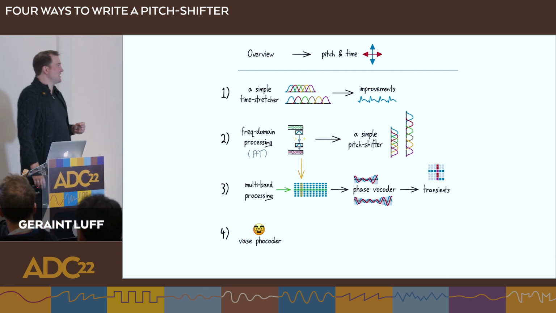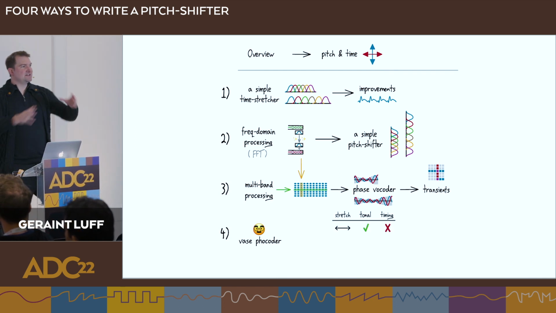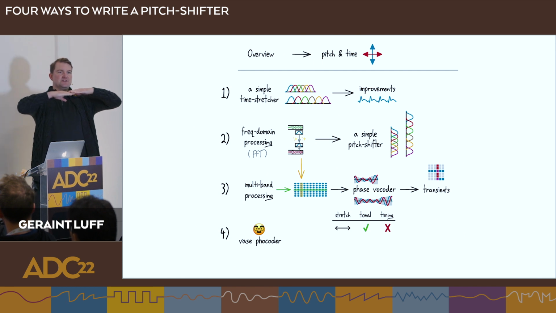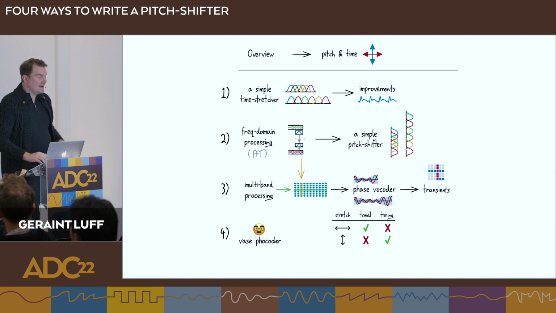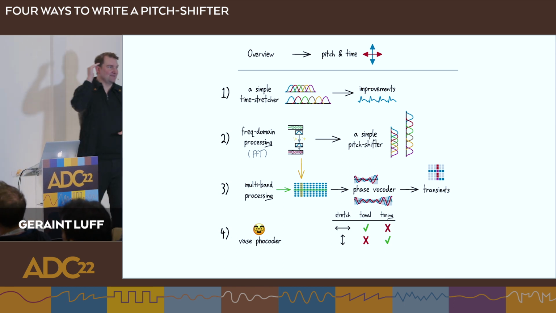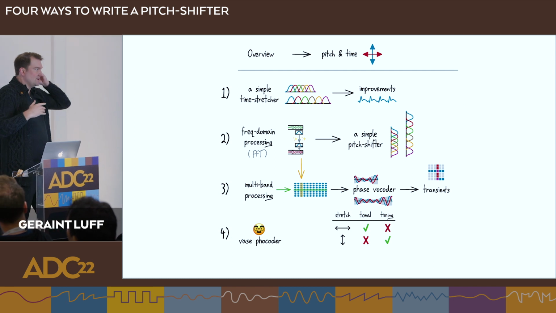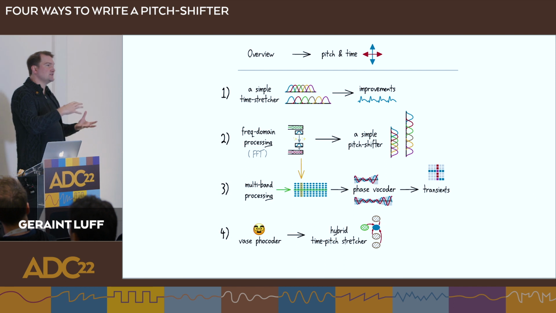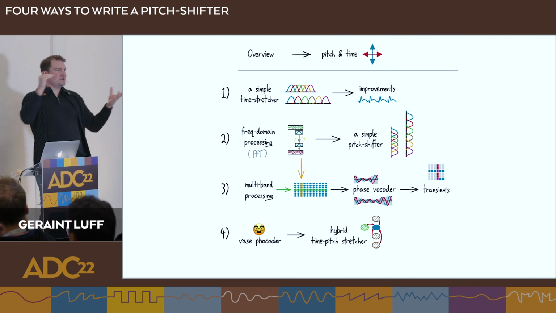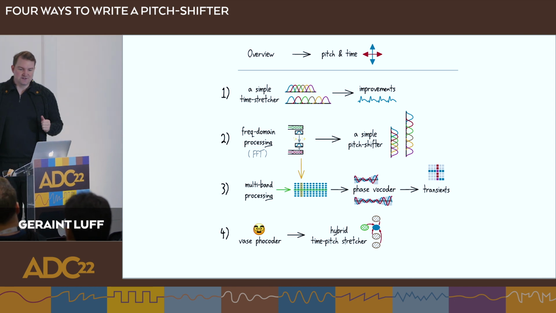For our fourth approach, we'll start with the phase vocoder's evil twin. So the phase vocoder is a time stretcher which is great at preserving tonal information, but it drops some of that timing information. Its counterpart is a pitch shifter, which is great at preserving timing information, but drops some tonal information. This might not sound very useful, but we can combine the two into a hybrid pitch and time stretcher aiming to preserve both tonal and timing information.